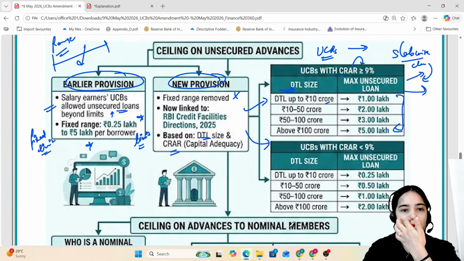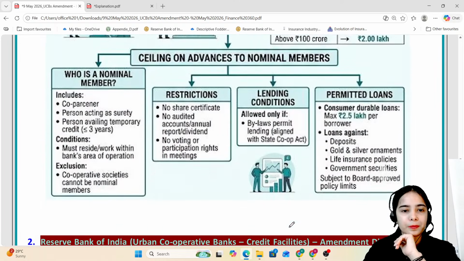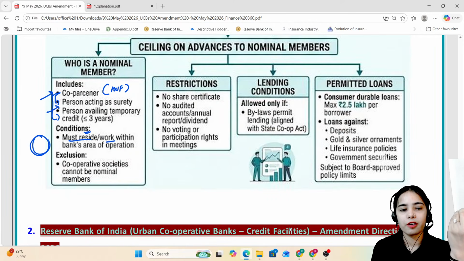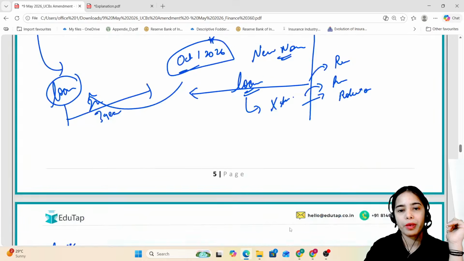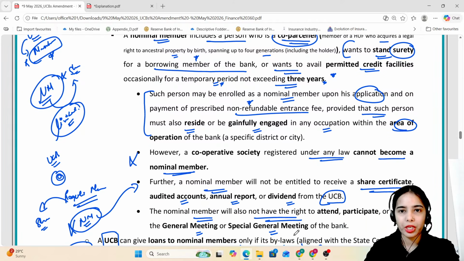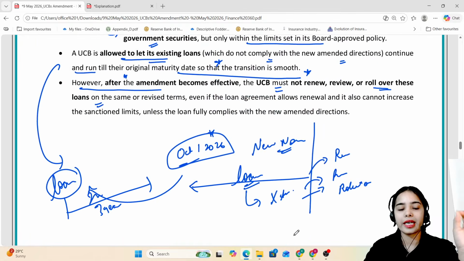Here we have discussed certain limits for the salary earner UCBs. Who is a nominal member? A co-partner, that is a member of a Hindu undivided family, a person acting as a surety, or a person availing temporary credit. Conditions: they must reside or work within the bank's area of operation. If the bank is working in a particular district, this person should also be present or work in that district. Exclusion: cooperative societies cannot be nominal members. A co-partner can be a nominal member. If a person wants to become the surety or guarantor, they can become a nominal member, or a person who wants to get a loan from the urban cooperative bank for a time not exceeding 3 years can also become a nominal member.